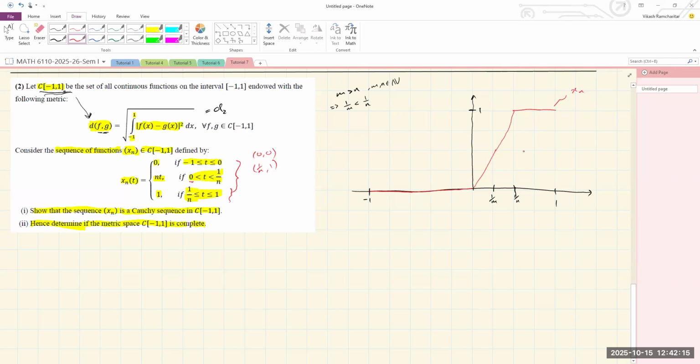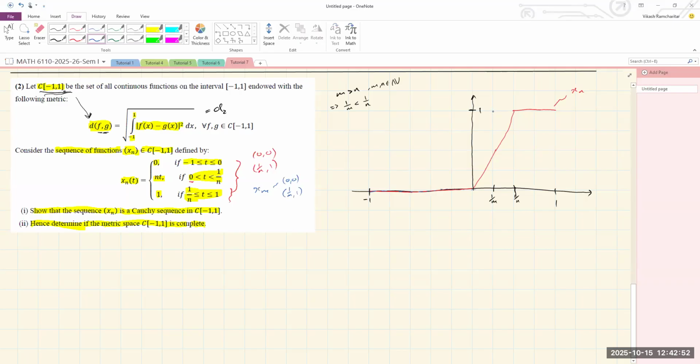That's one of the functions in this sequence. And I'm going to draw another function, xm. So I have xn, and I'm going to draw xm. Xm is the same between -1 and 0. It will also be 0. And a point on xm is the origin, and 1 over m, 1.